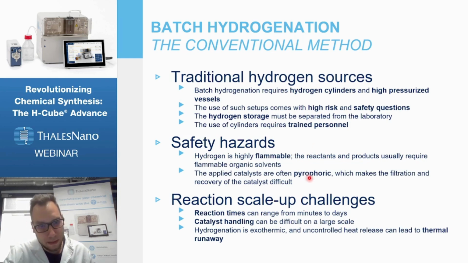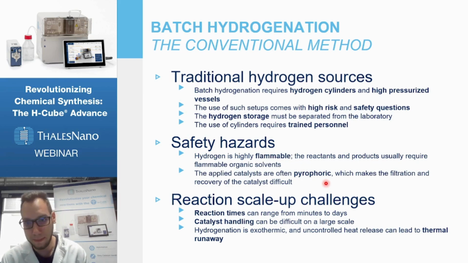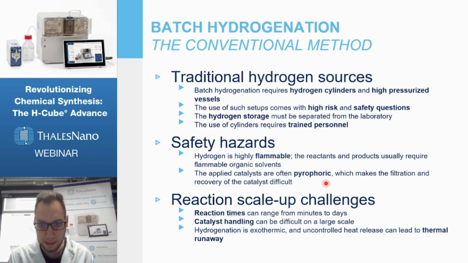And then comes the second problem, which is the catalyst. So hydrogenations often require noble metal catalysis, and many of them are actually pyrophoric. So this will increase the danger because it has to come into contact with the hydrogen. So that will even further raise some safety issues and make the traditional batch protocols even more undesired for the user.